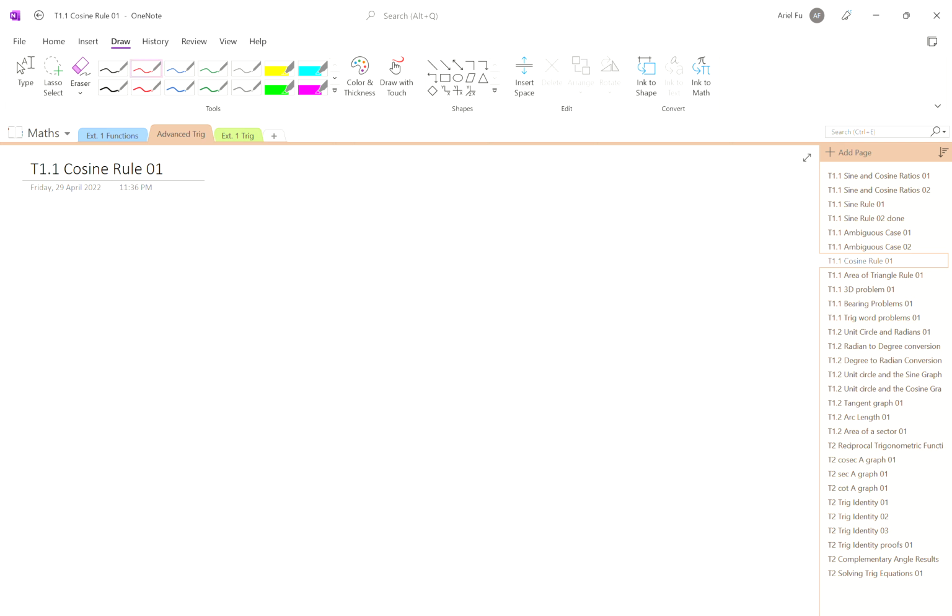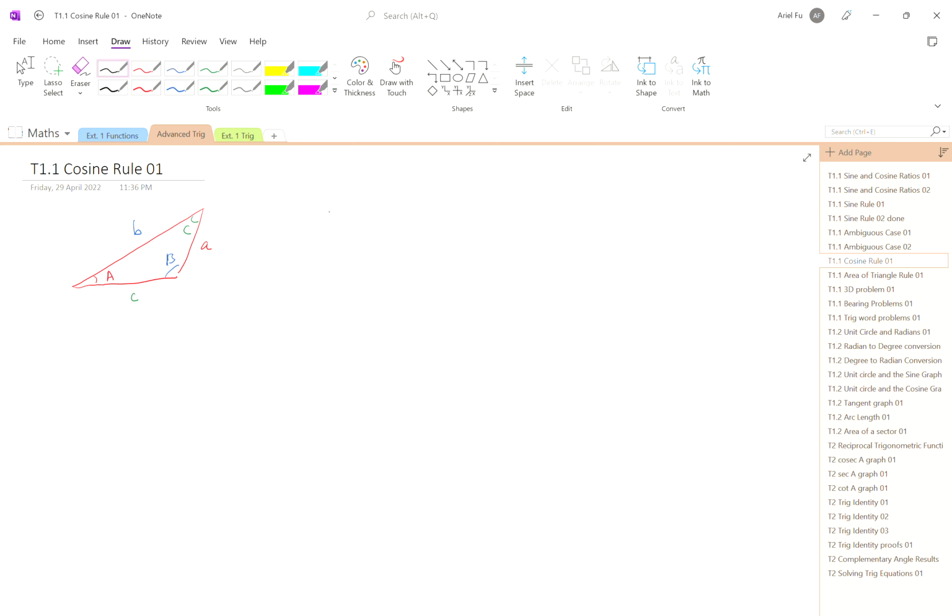The cosine rule also applies to every single triangle possible, and not just to right angle triangles. So again, the most important thing is angle A has to be opposite to side A, angle B has to be opposite to side B, and angle C has to be opposite to side C. Again, capital letters are used for angles and small letters are used for sides.